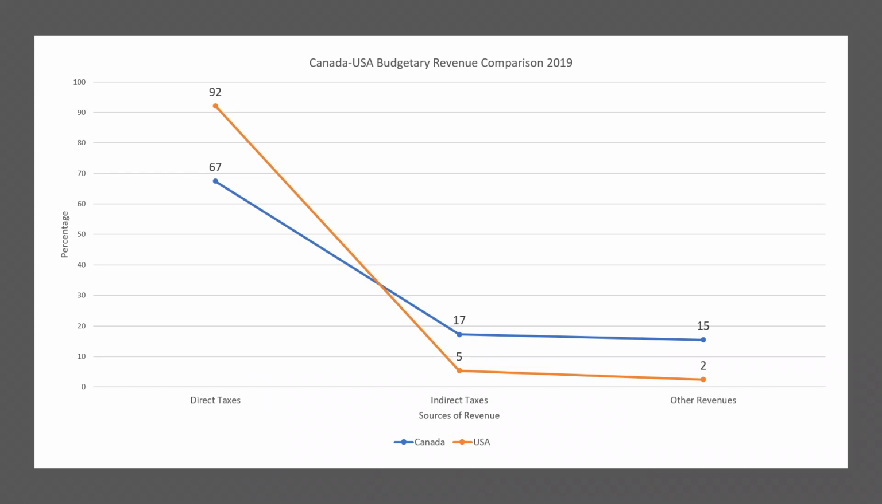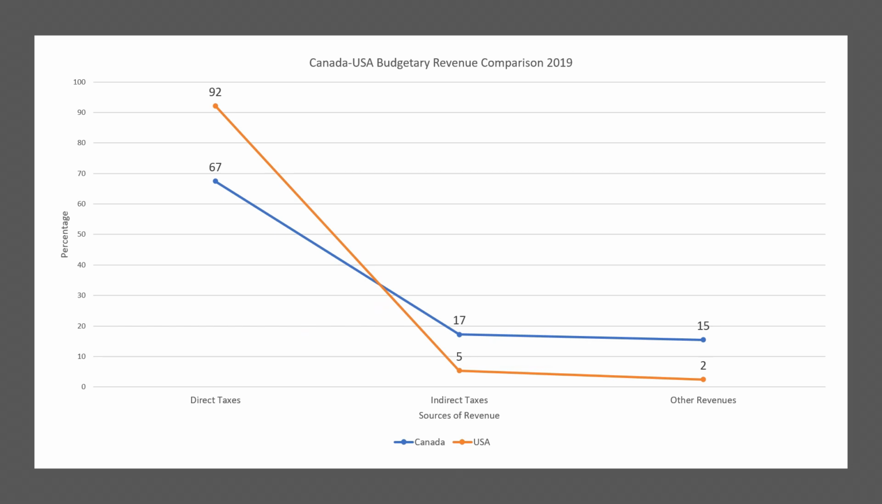The USA has a higher percentage of direct taxes, that is 92% when compared with 67% of Canada. However, in case of indirect taxes and other revenues, Canada has a higher share of 17% and 15% respectively when compared with USA's percentage of 5% and 2%.